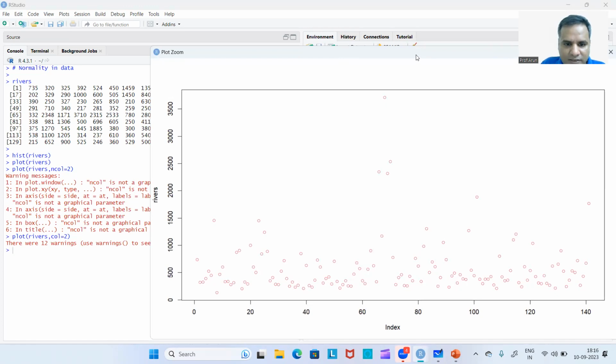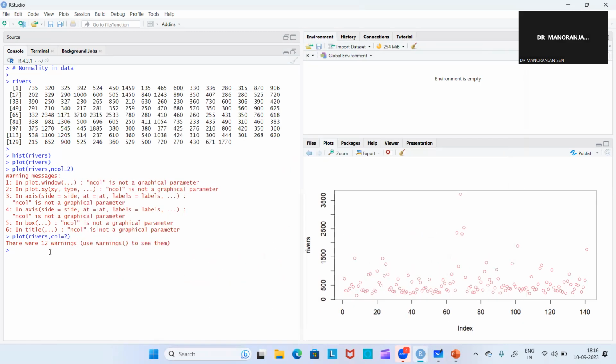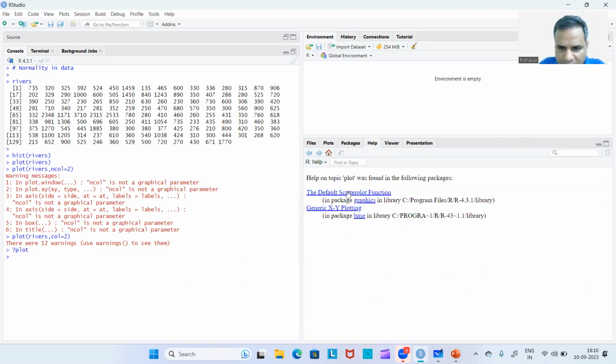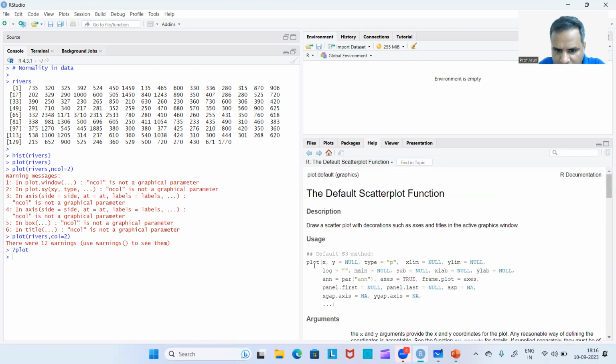Can you see? Earlier it was black color. Now it is red color. So in fact, I'll show you. So Manoj ji, simply type plot, question mark plot, and go here. Here you can give the color also, whichever color you want. See, this is a big command.